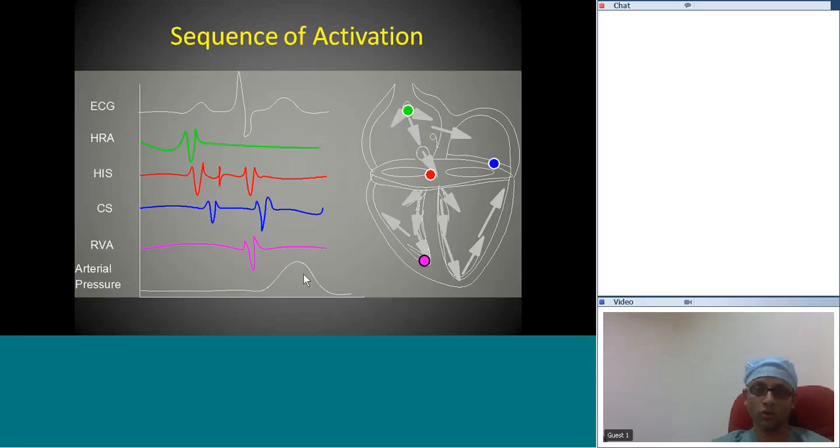So what is the sequence of activation when we put different catheters? If you look at the baseline ECG here, the activation usually starts in the SA node. So the HRA, the high right atrial catheter, should be the first one. Then it should come through the interatrial tract to the His. The next A should be in the His. The next one, because it also crosses and then goes to the interatrial groove, should be in your CS, and then the right ventricle. So that's the normal sequence of activation.